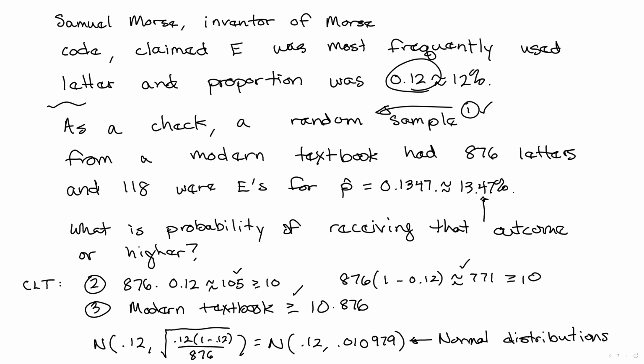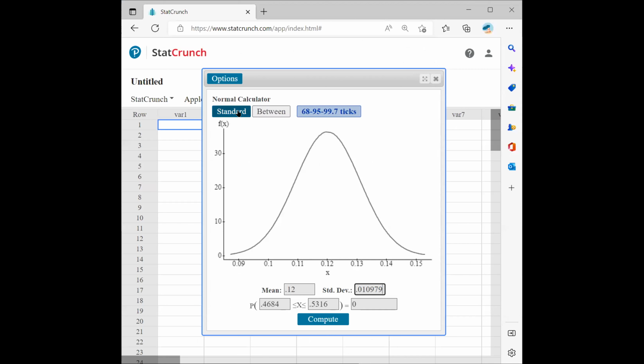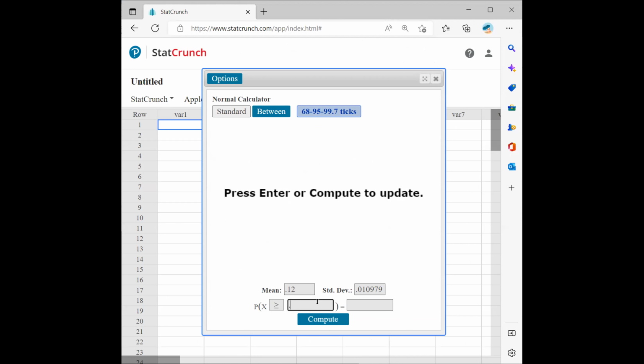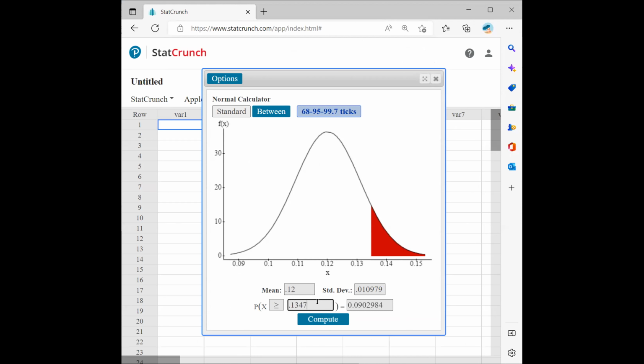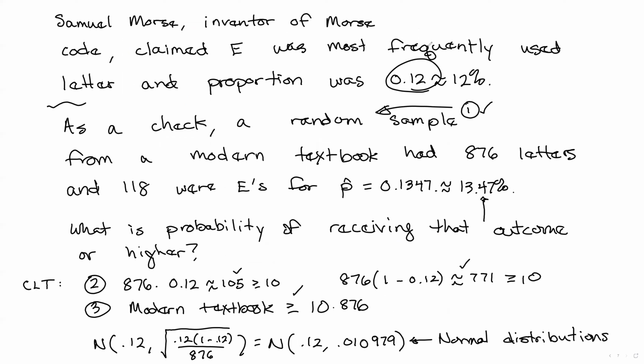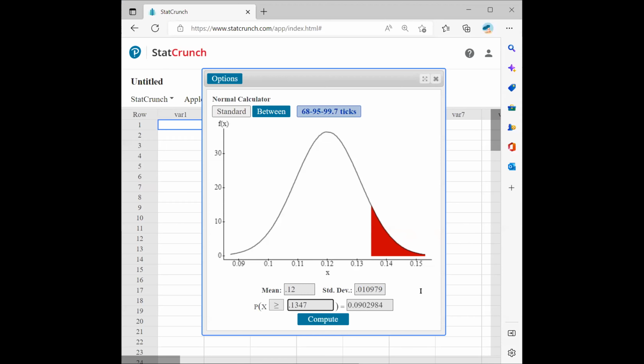All right, so let's jump over back to here. We want to ditch the between and go to just one side. We want to go to standard 0.12, that looks good. And we want to know the probability that it's greater than, what was it, 0.1347? Let me see, I need to check to see if that's correct. What was it? Yeah, 0.1347. All right, great. So let's jump back over. So what is the probability? So that's a pretty high amount, okay?